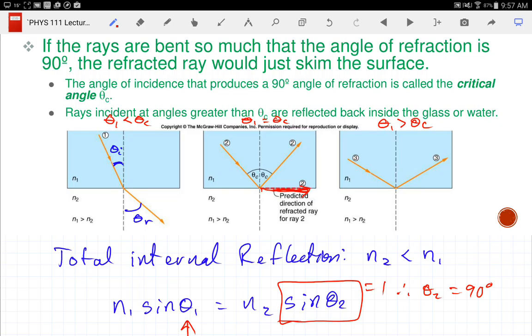This is really useful to us. A lot of people have seen fiber optics. How does a fiber optic work? I'll show you. Pulling out my toys again.